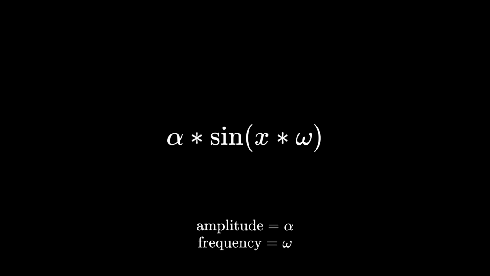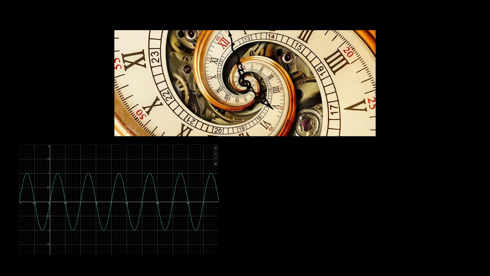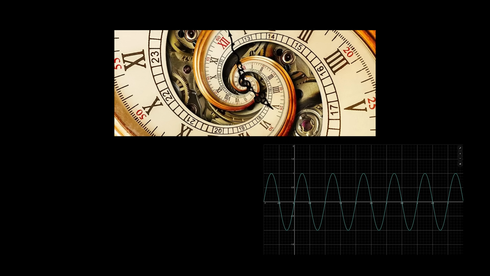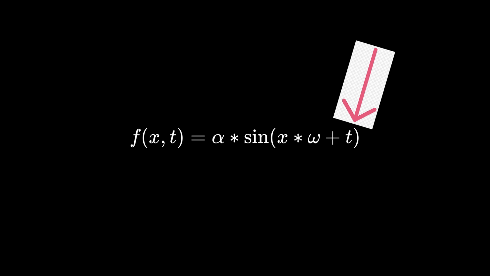This is our core wave equation, but it's not very useful to us game developers without one more crucial component, the phase. At the moment, we can't animate anything with our wave because it's not going anywhere. In order to move our wave forward through time, we need to add time as a second variable and add it to the inside of our wave function.